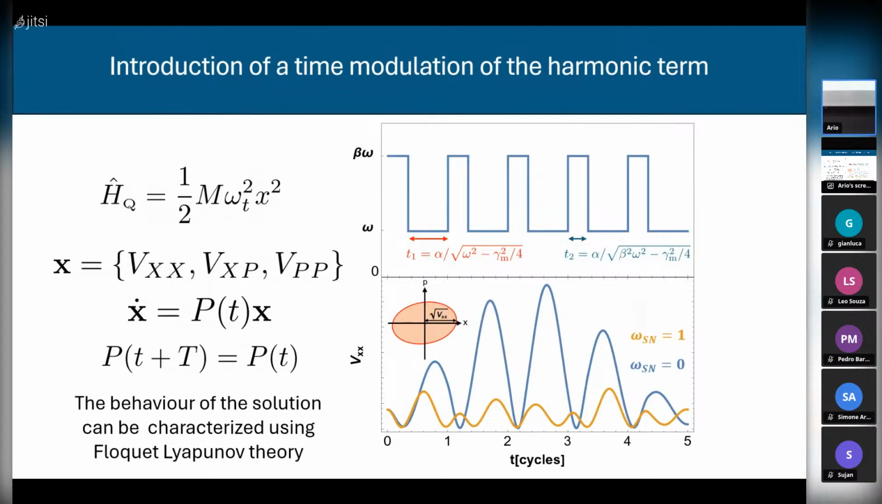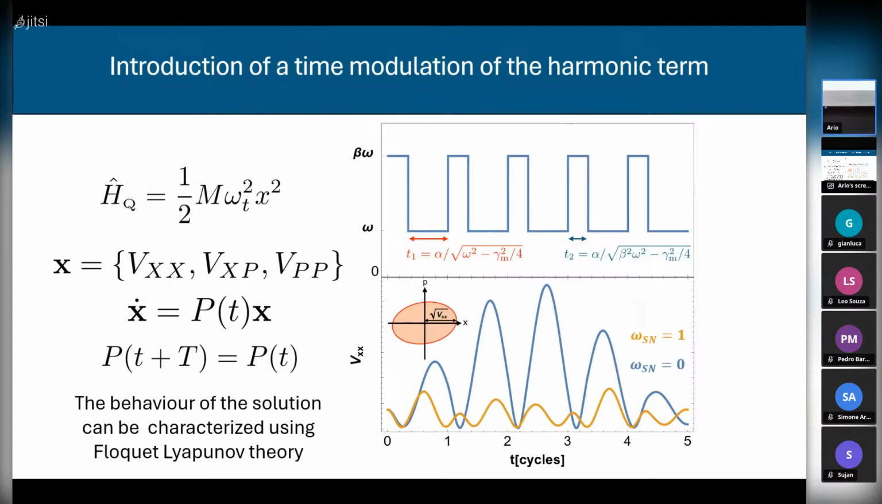So when you do this, you end up with a differential equation for the variances, which has a coefficient matrix which is time periodic. So you have that after a period, capital T, this is going to be the same. And if you have this kind of situation, you can use Floquet-Lyapunov theory to characterize the stability of the solution, and then this will be helpful while choosing the parameters alpha and beta to get an enhancement in the testability of this effect.